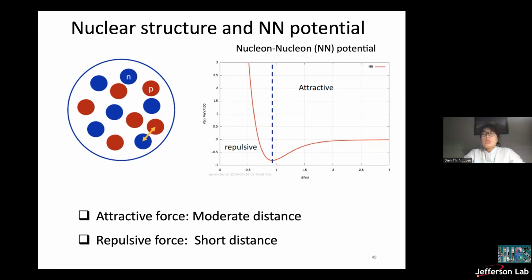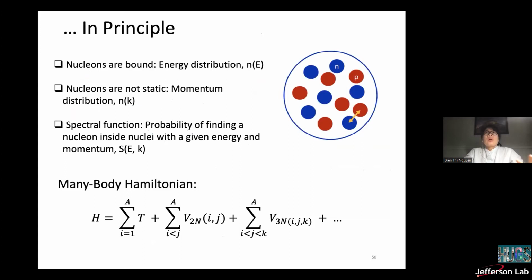Yep. So now, what is the property we want to learn about the nuclear structure? We just said it is a bound system, combining protons and neutrons together. So it means that they will have an energy distribution, which we will call E, the energy distribution here. Another thing is that the nucleons are not at rest inside the nucleus, so they will have a momentum distribution.